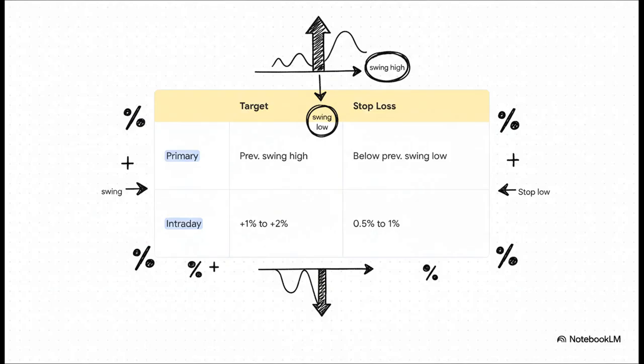Getting into a trade is only half the battle, right? You absolutely need a clear exit plan. For a buy trade, your main target is usually the most recent peak or swing high. Your stop loss gets placed just below the recent valley or swing low. And for those of you doing shorter-term intraday trades, you can use these percentage-based targets and stops here.